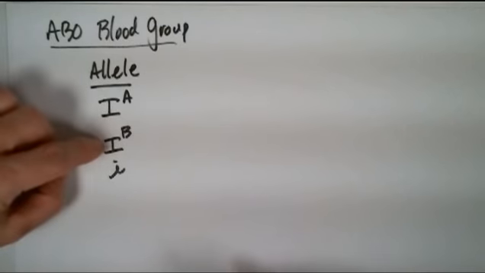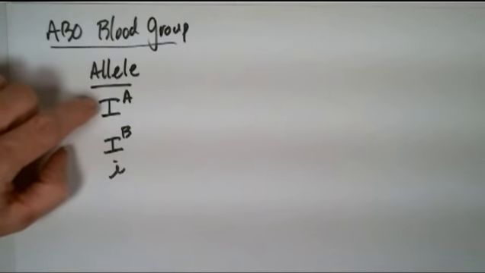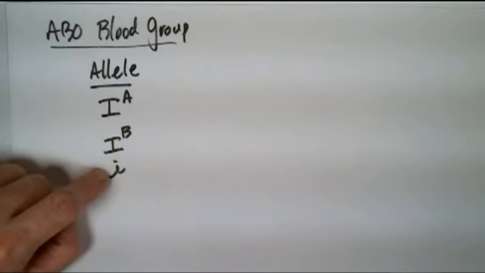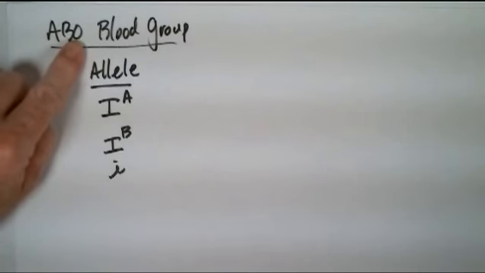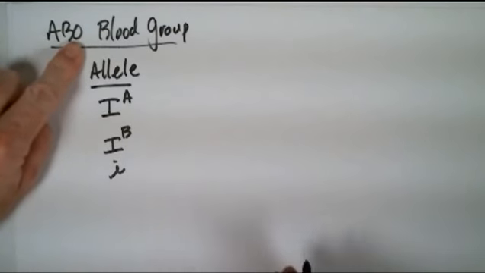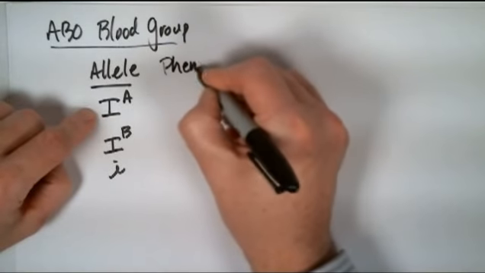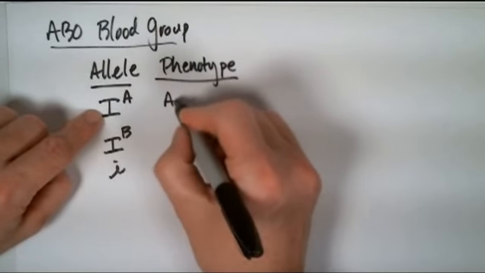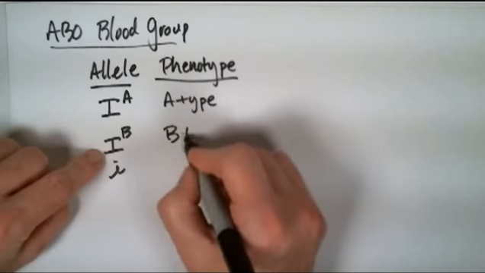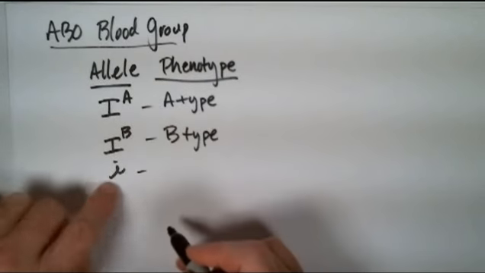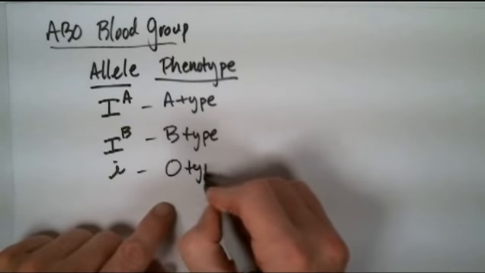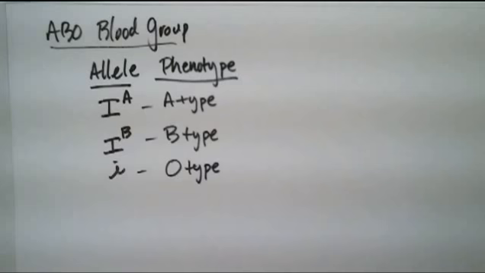Now, here's the trick. The B allele says we're going to make B. The A allele says, no, I want you to make A. But the i says don't make anything. The ABO blood group really shouldn't be ABO. It's AB0, meaning nothing is made. So let's look at the phenotype for each of these alleles. For the IA, we have A-type blood. For the IB, we have B-type blood. And for the lowercase i, it's not supposed to really be O, but we call it O-type blood. It's 0, meaning no expression.